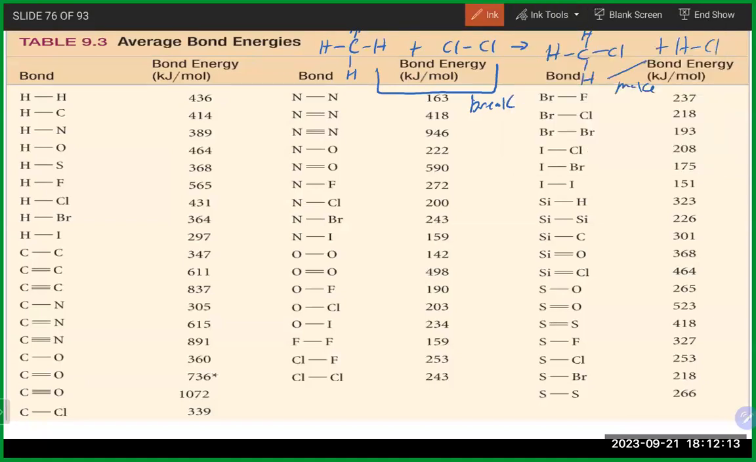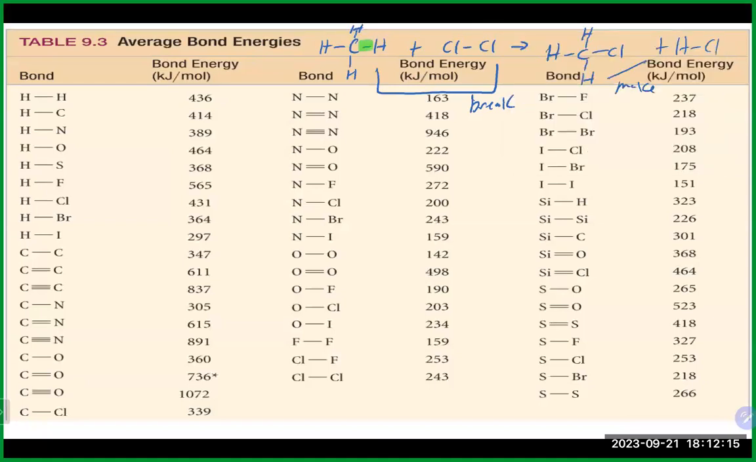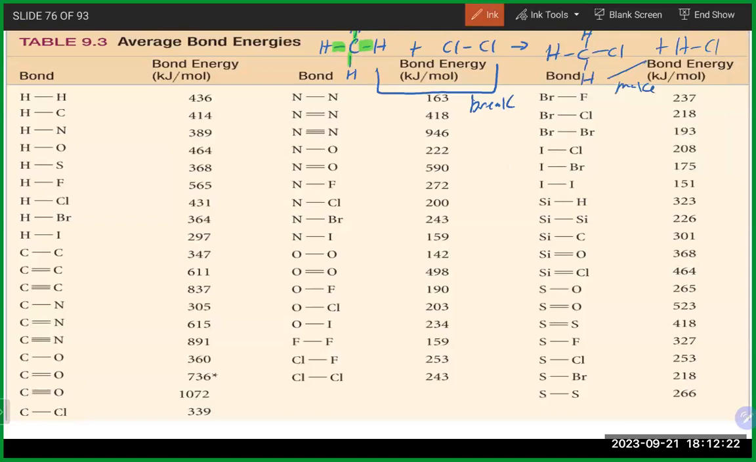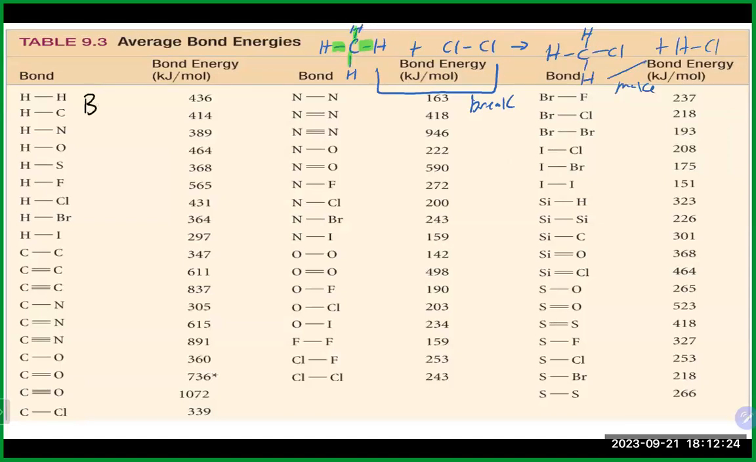So we definitely have 1, 2, 3, and 4 carbon hydrogen bonds that we need to break. So in terms of breaking, we have 4 carbon hydrogen single bonds. So we would want to find that value, which is right here. So we would take 4 times 414 kilojoules.